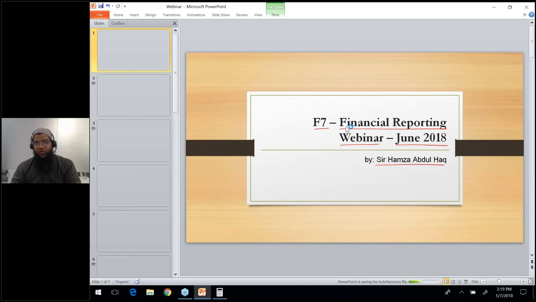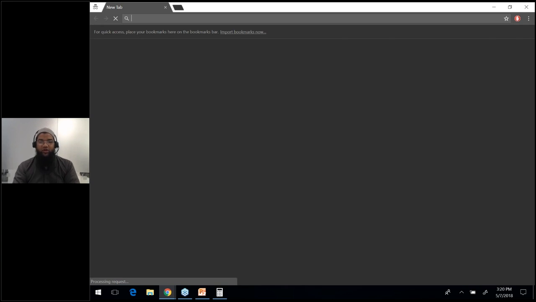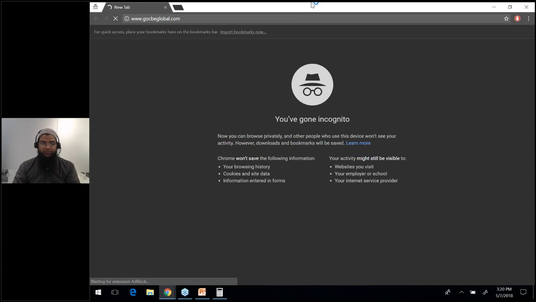Now let's start the QBR session for papers F5 to F9, because the paper pattern is CBE. So I would want to solve the paper in the real exam environment. So I'm using Chrome. I have used Control Shift N to move into the incognito mode. And I'm going to access a website by the name of gocbeglobal.com. This is one of the websites that provides the real exam environment.